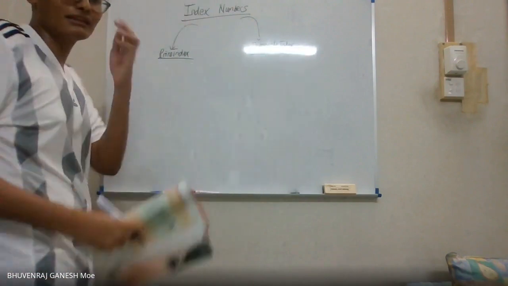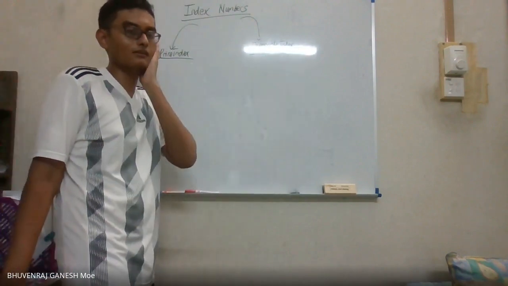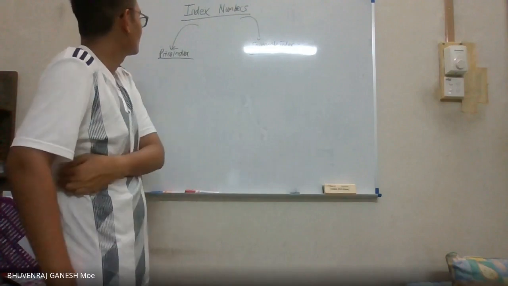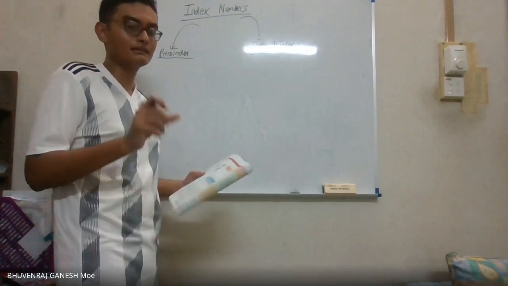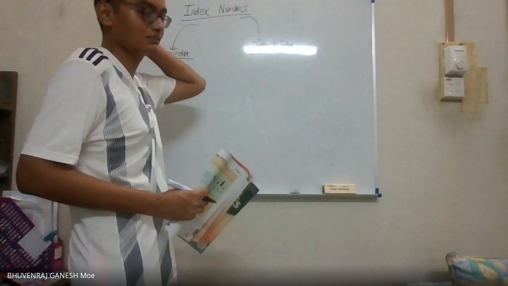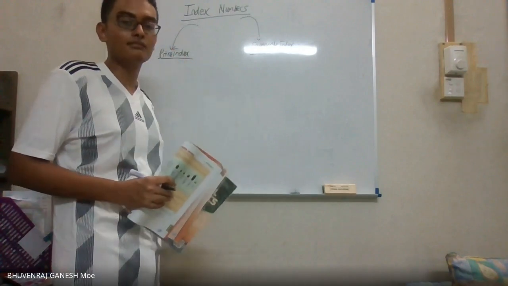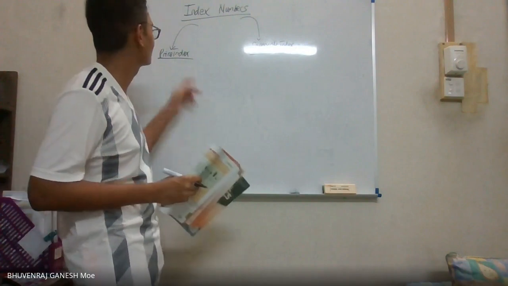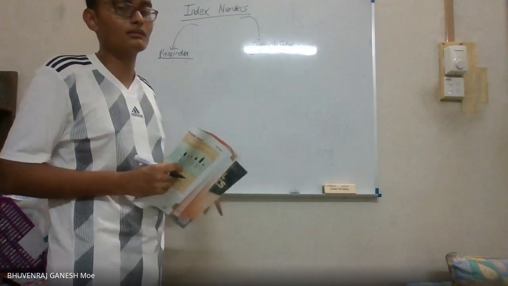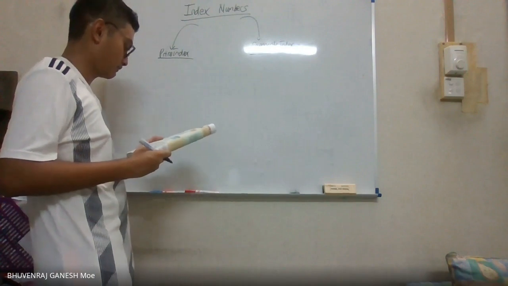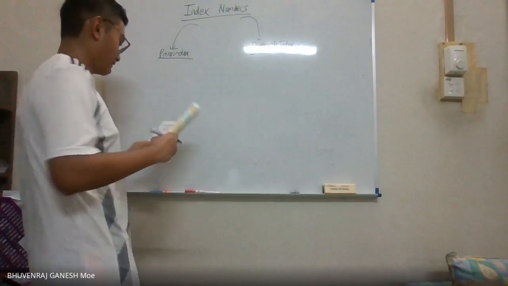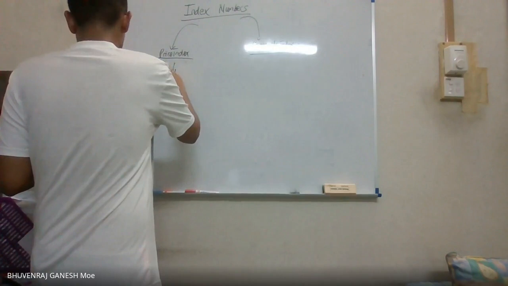So basically in this chapter there are only two types of indexes you will learn, which are price index and composite index. That's why you can see this chapter is very short, because it's only playing with two things. Even the exam questions, they will ask based on this and this only, nothing else. So index number means price index.